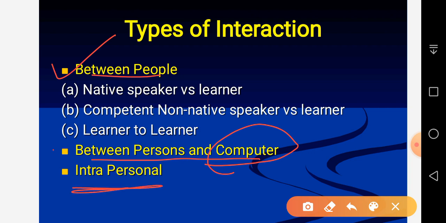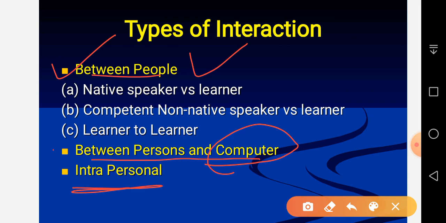And the third one is intrapersonal. Sometimes you think inside, you think and contemplate things. So a cognitive or thinking process goes on inside your mind. So this is also a kind of interaction, your interaction with yourself. But this theory particularly talks about the first type of interaction.